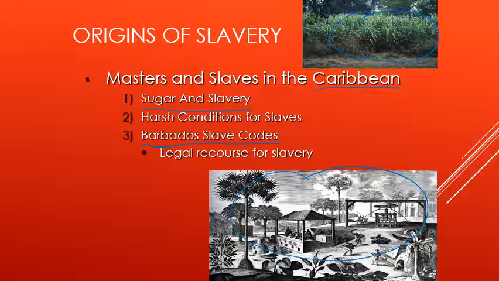By the slave codes, they make slaves the property of whoever buys them. They make them subhuman, 3/5 compromise, things like that. They're somehow less than what a full person is. Okay? It helps establish the laws for slavery that would exist in the colonies. They would be a little less harsh in the colonies, but still, because of these Barbados slave codes, Barbados, by the way, is an island in the Caribbean, it helps to establish a system of slavery as we would have it in America. Again, providing a legal recourse for the existence of slavery.